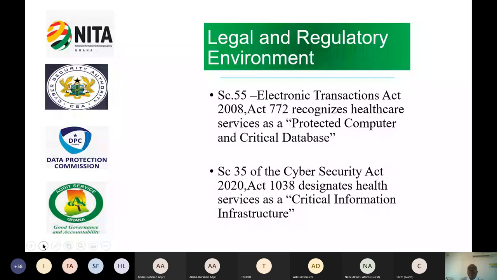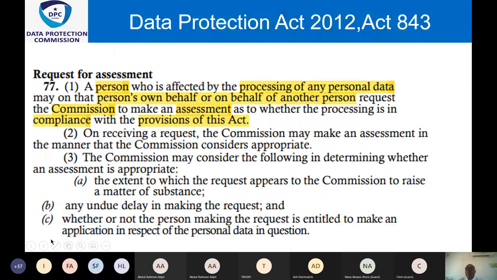you are bound by these two legal and regulatory frameworks, as well as the one related to the Data Protection Act. So I am going to take a deep dive into what these legal and regulatory frameworks say concerning unauthorized access, which is hacking, in the ecosystem. Under the Data Protection Act, patients are really empowered to take institutions on when it comes to the use of technology.